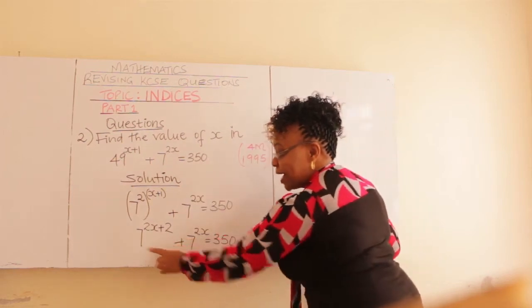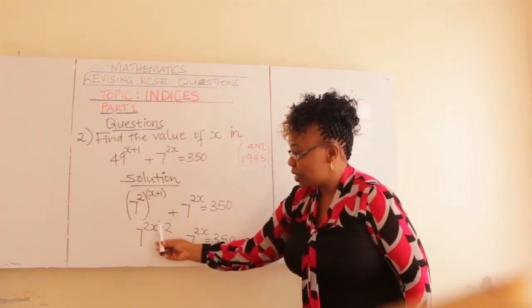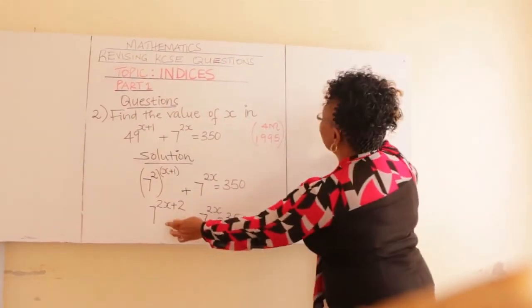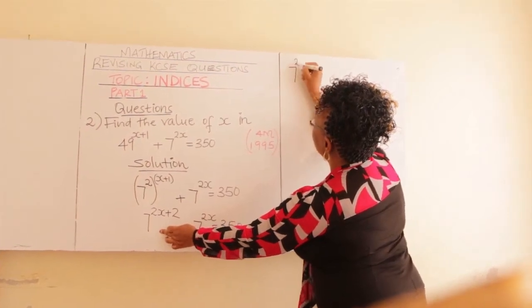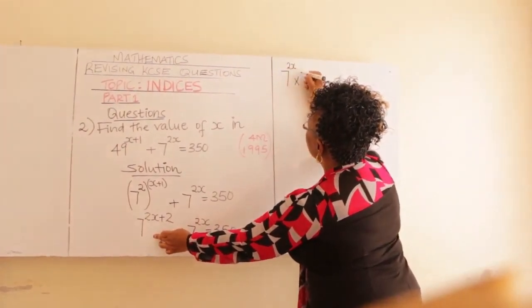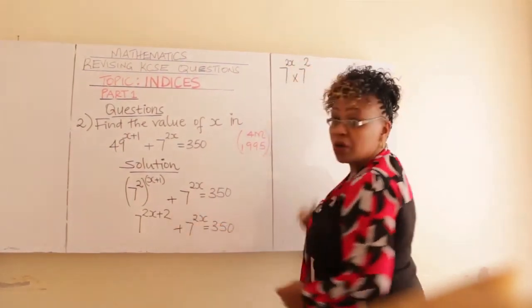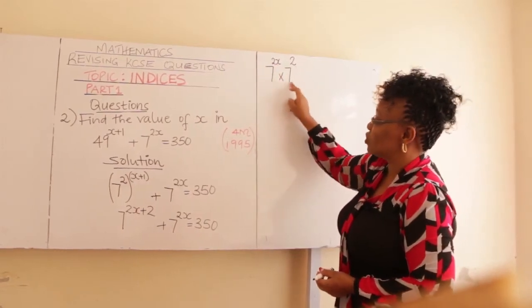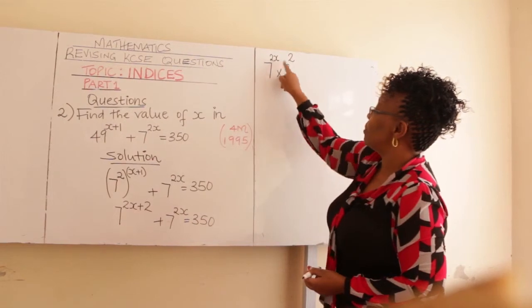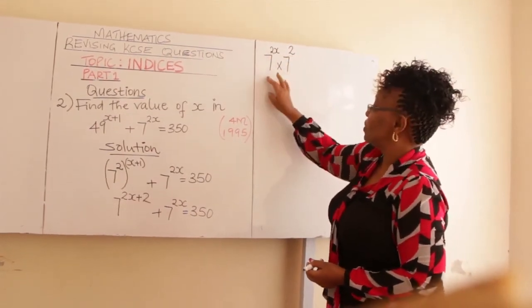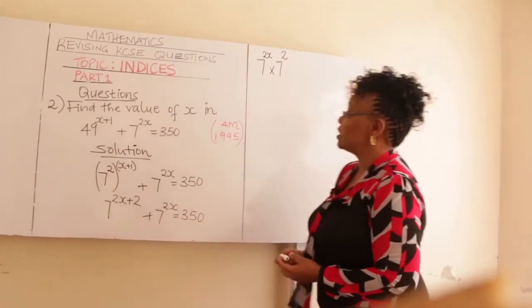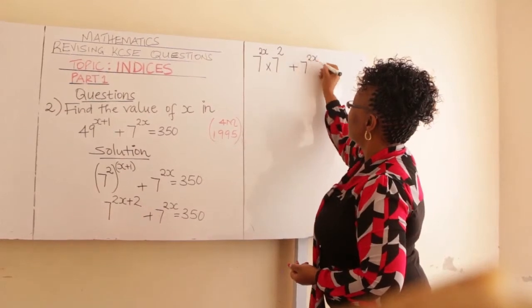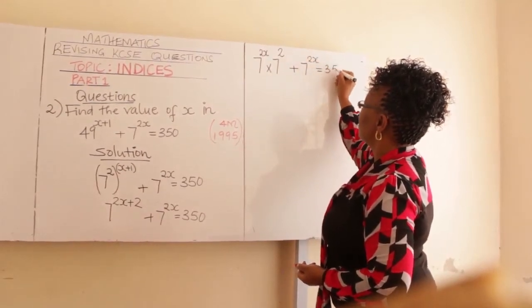Come to this term here and separate it. 2x plus 2. Separate it according to the laws of indices. We can write this as 7 raised to 2x times 7 raised to 2. Common base, 7. Then you do what to the powers? You add. So this is the same as this, using the first law of indices. Plus 7 raised to 2x is equals to 350.